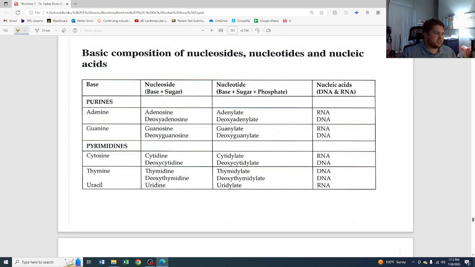So we have the basic composition of nucleosides, nucleotides, and nucleic acids. It's just step-by-step. Nucleoside is the most basic. We have the base, the purines and the pyrimidines, and then we add a sugar and it's a nucleoside. Add the phosphate as well, it's a nucleotide. Put them into chains and now they're nucleic acids.